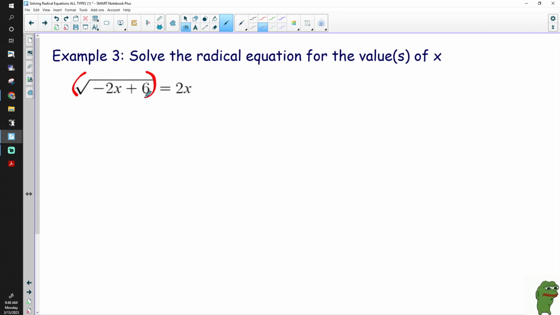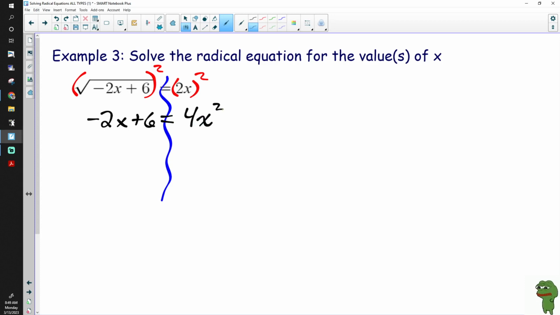Raise the left side to the second power, and raise the right side to the second power. On the left side, we just drop down negative 2x plus 6. Now on the right side, we have to be careful. 2x squared. What is 2x times another 2x? 2x times 2x would give us 4x squared.